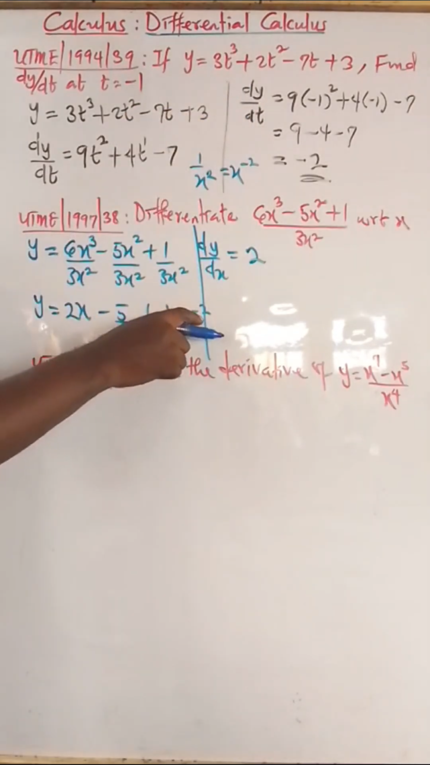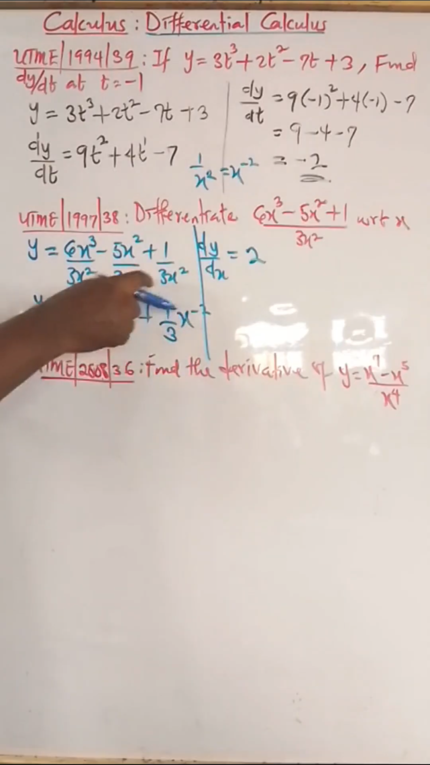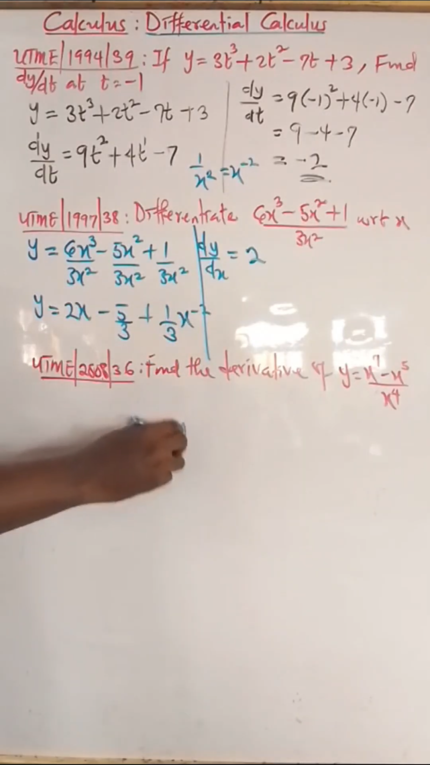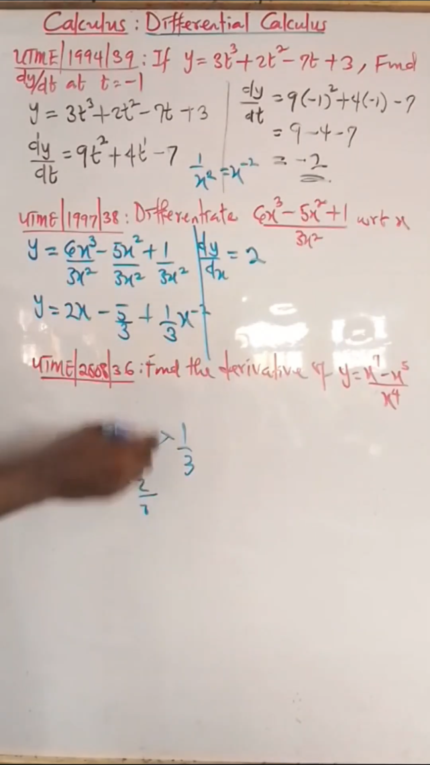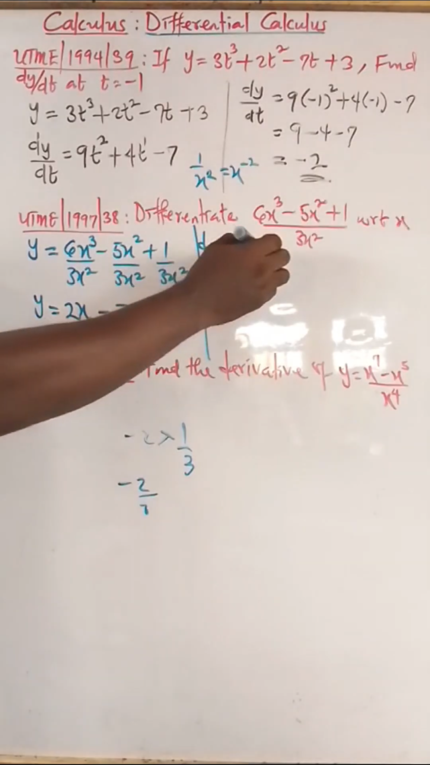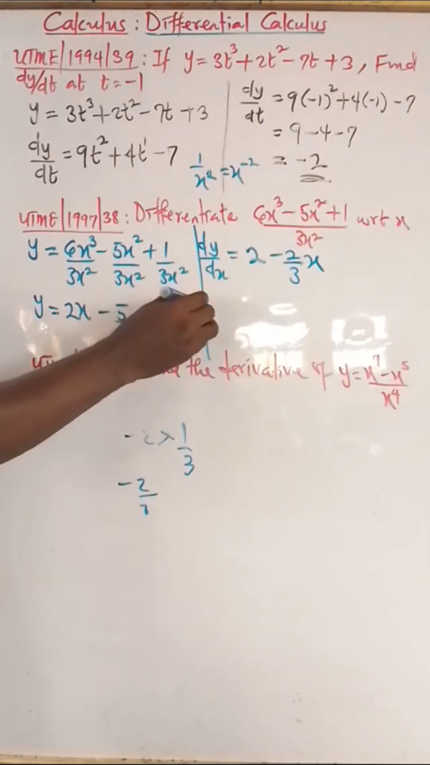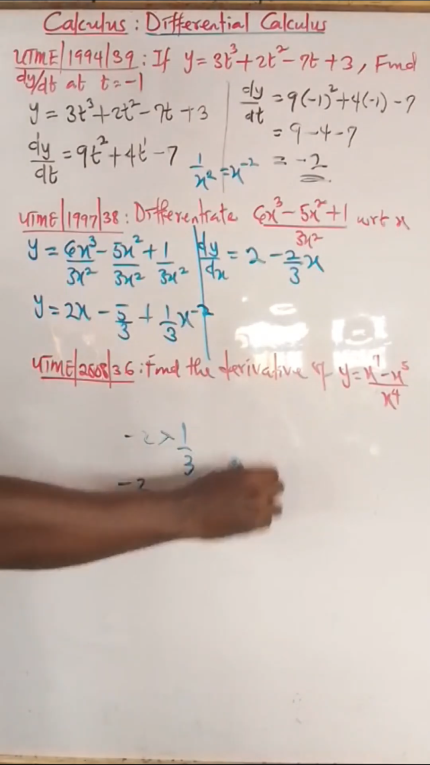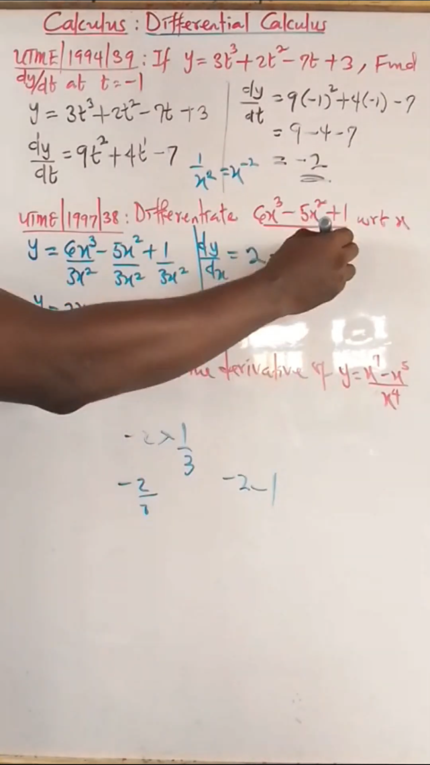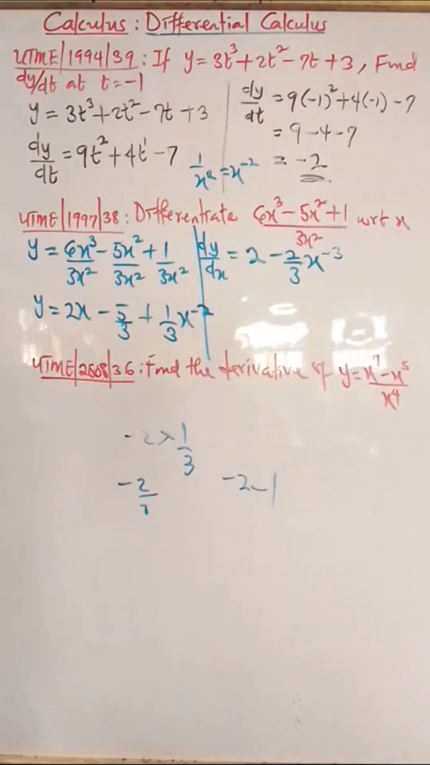Then the power here is minus 2. Minus 2 multiplied by 1 over 3 gives minus 2 over 3x. Then the power here is minus 2, and from the power we remove 1. Minus 2 minus 1 is minus 3. So that's x to the power of minus 3.